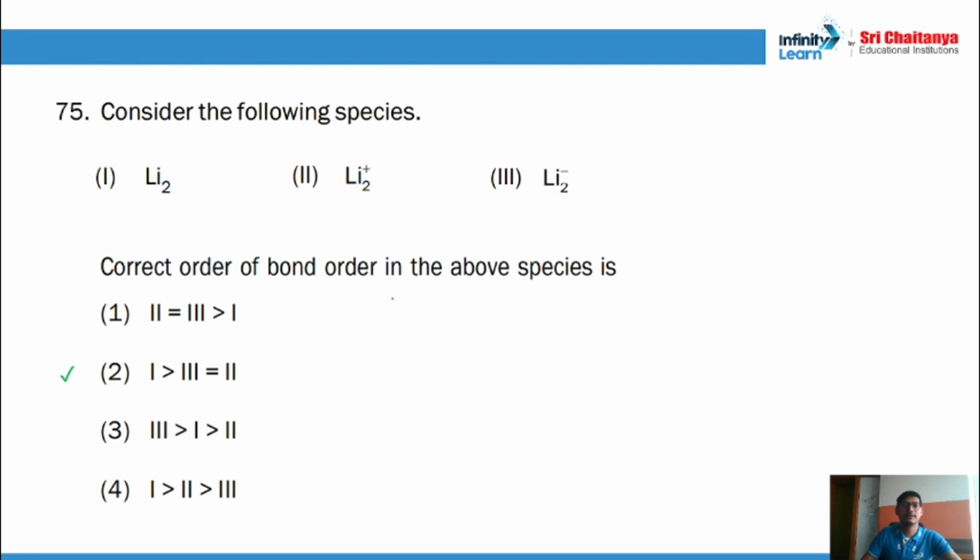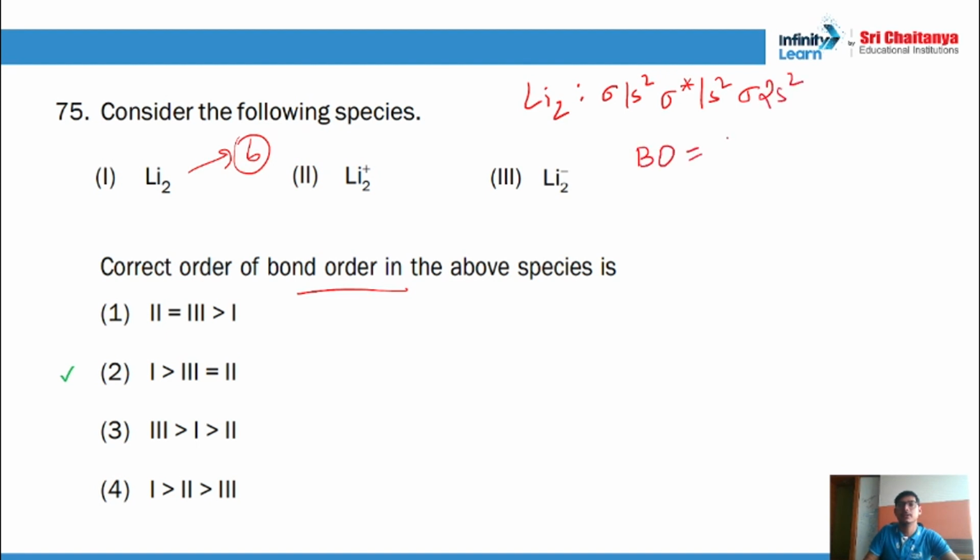You have to tell the correct bond order. For Li2, how many electrons are there? 6, right? So this can be done using MOT. I can write the electronic configuration for you: sigma 1s2, sigma star 1s2, and sigma 2s2. So the bond order will be half of the number of bonding electrons, which are in non-star orbitals, the orbitals in which we don't put a star, minus the anti-bonding ones. So this is 4 electrons, and anti-bonding are those which have a star, so this will be 2. So the bond order will be 1.